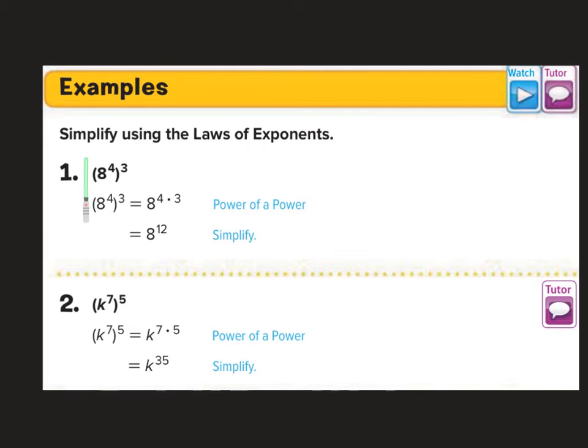Let's take a look at a couple examples. So here we're simplifying using the laws of exponents. We've got 8 to the 4th to the third power. Using the power of a power rule, we take 8 to the 4 times 3, which just simply becomes 8 to the 12th. And for k to the 7th to the 5th, we would take k to the 7 times 5, apply our power of a power rule, and we get k to the 35th. It's that simple.